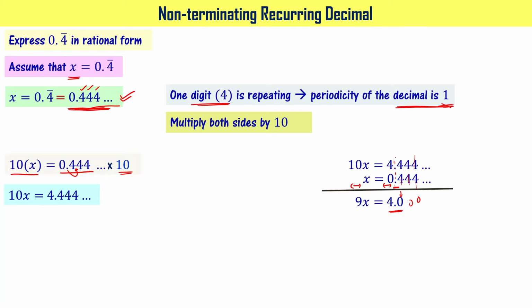So 9x equal to 4.000 and so on. Actually, if you write, you would be writing it as 4.000 and so on equal to 9x. Or otherwise, you can write it as 9x equal to 4. 9x equal to 4 means x equal to 4 by 9, right? So you see here, both the numerator and denominator are integers. That's why this particular ratio is a rational number, right? Now we got x equal to 0.4 over bar expressed as 4 by 9. Let's say that 0.444 and so on is equal to 4 by 9.